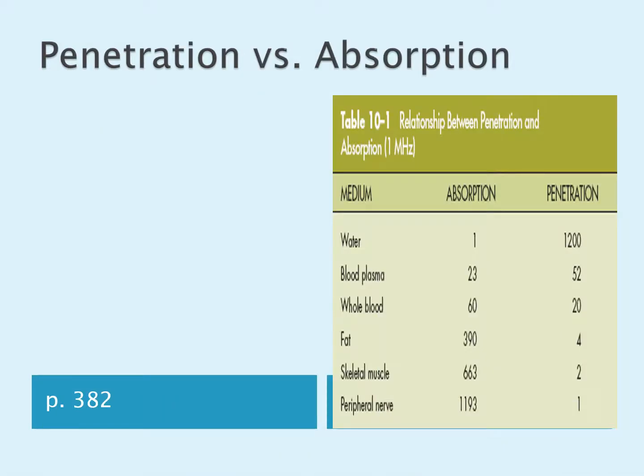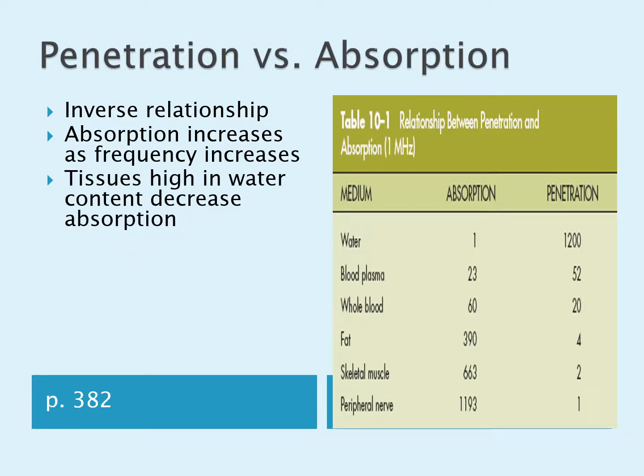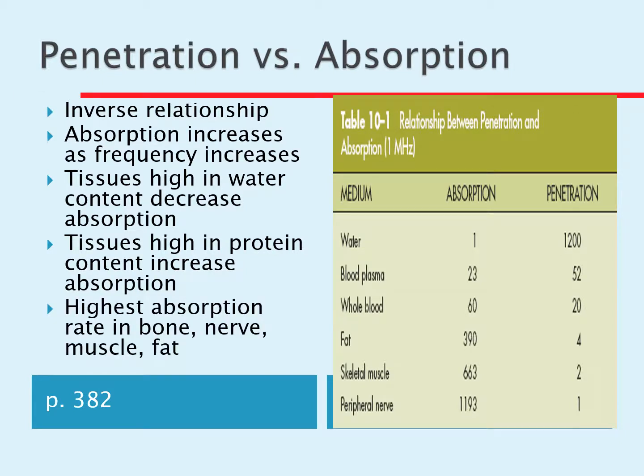Penetration versus absorption, here's kind of the breakdown of it. It is an inverse relationship. Absorption increases as frequency increases. Tissues with higher water content decrease absorption. Tissues with high protein content increase absorption. So the highest absorption rate is going to occur in bone, nerve, muscle, and fat.